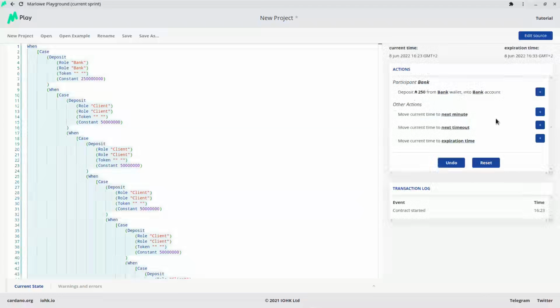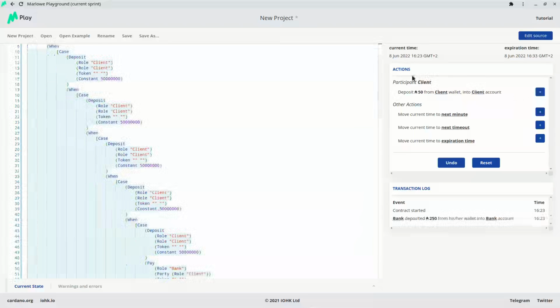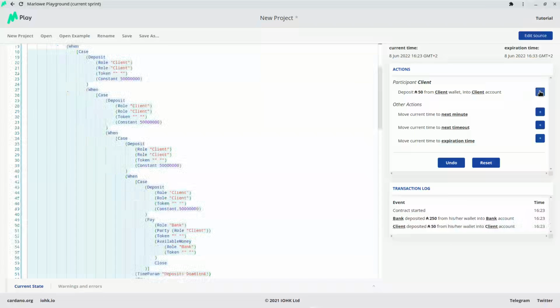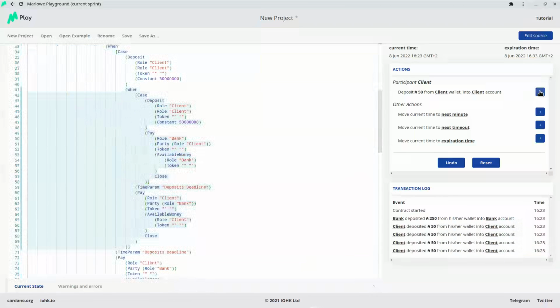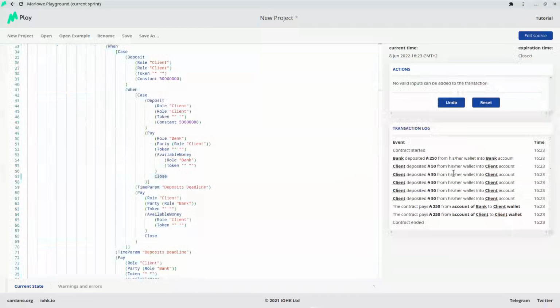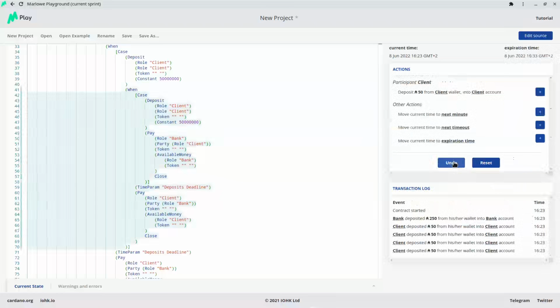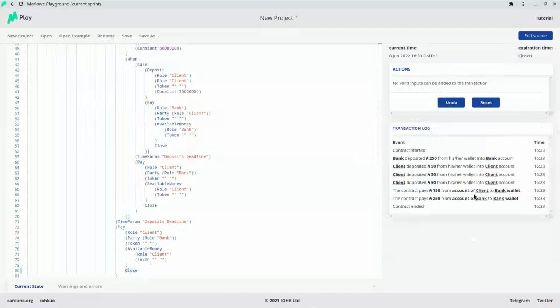So I have to specify these two deadlines. Of course, realistically, they would be much farther apart than just 5 minutes. So let's try it. So the first action is the bank must deposit 250 ADA. And if the bank does that, so now it's up to the client and he can make deposits 5 times. 1, 2, 3, 4, 5. And if he has done all the 5 deposits, then the bank pays the original 250 to the client. If, however, the client stops, let's say after 3 deposits, and doesn't make a further deposit, then all the money that he already paid, in this case 150 ADA, goes to the bank.